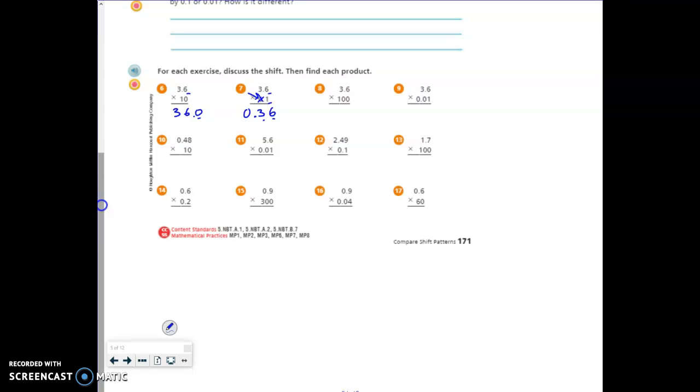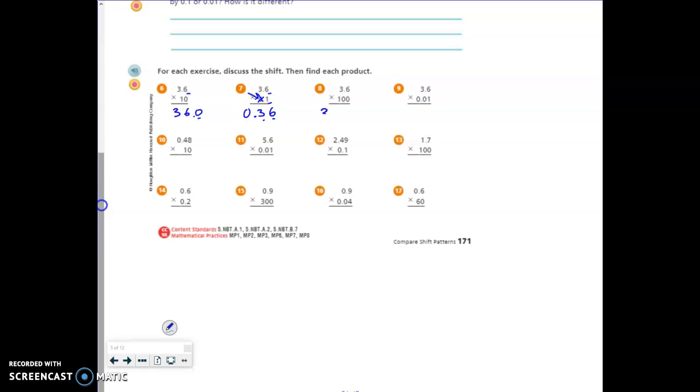All right, now I look at 8. Again, I see the same numbers involved. I see a 3, a 6, and a 1. But in this case, that 1 is in a different place value. I've got a different number of decimal place values again, so that's what we're really focusing on here. Again, solve the problem first without worrying about the decimal. So in this case, it's 36 times 100.